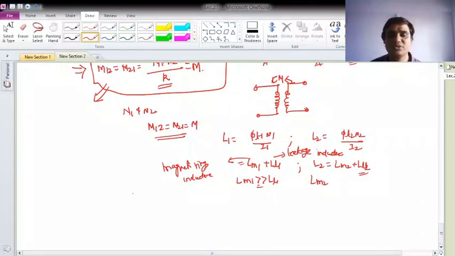So with this we stop here. In the next class we will see the dot conventions. How can we identify the polarities by the use of dot convention? And how can we write the equations for series and parallel coupled coils? Okay, so we stop here. Thank you.